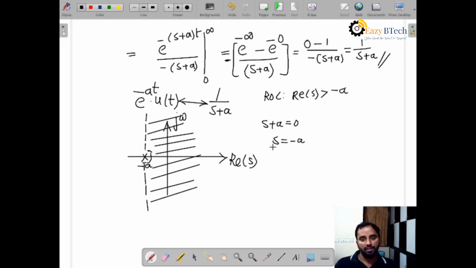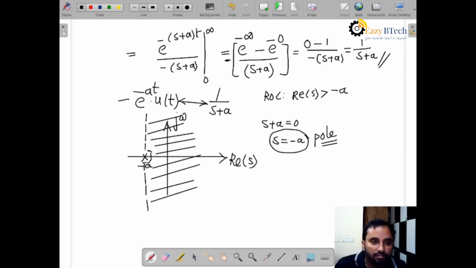Okay, here s equal to minus a, this is called pole. What do we call this point? Pole. So in the ROC, we are not including the pole. Pole is excluded, because if you take s equal to minus a, 1 by minus a plus a, it will become 1 by 0, infinite. Right? So that is why we don't consider the pole, or ROC does not contain any pole. So this is the problem.